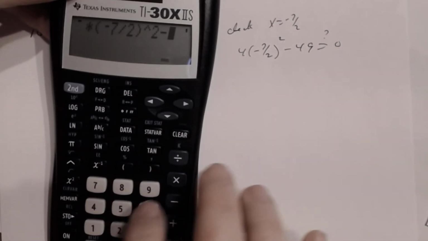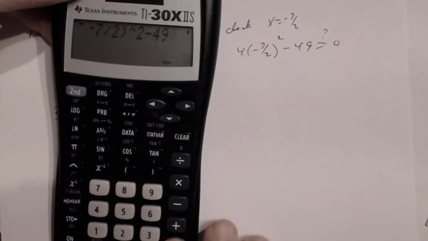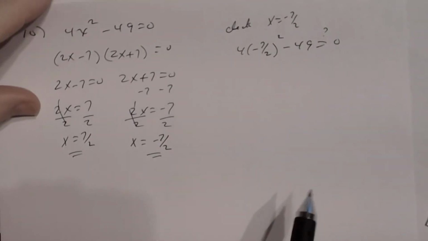Then we subtract. You use your subtraction symbol. So I'm going to subtract 49, and then press equal, and you get 0. All right. And then you do the same thing with 7 halves. You get 0 again. Okay, that was number 10. Number 11, we have this.